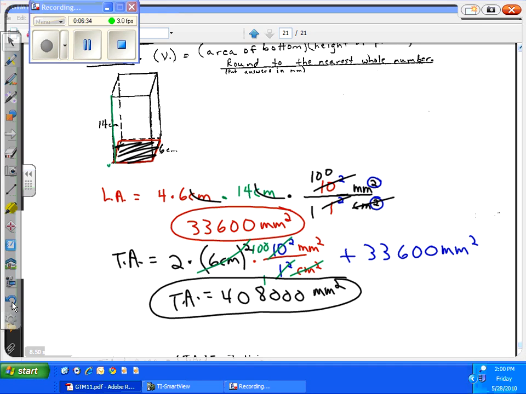Okay. 40,800. I got too many zeros in there. Square millimeters. Okay.